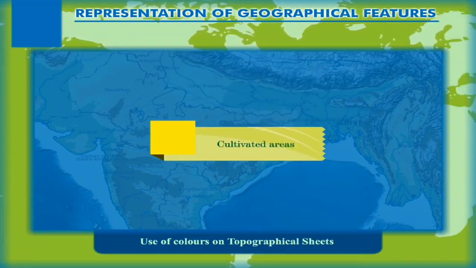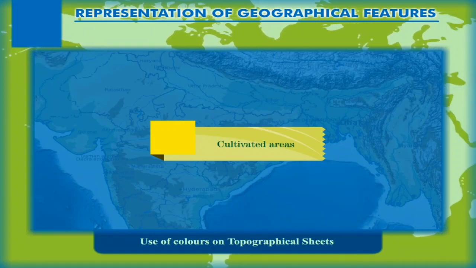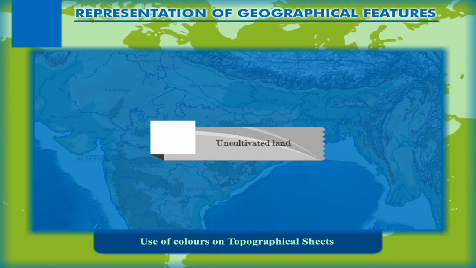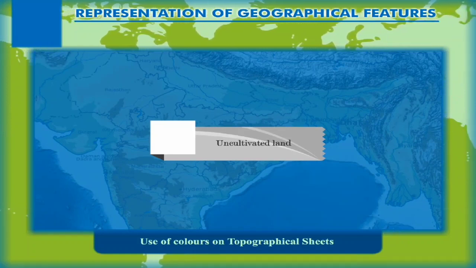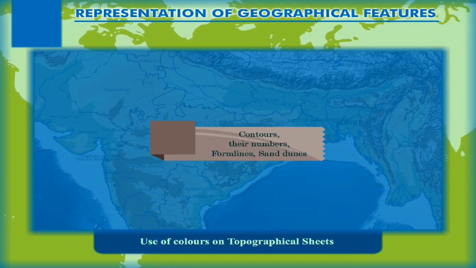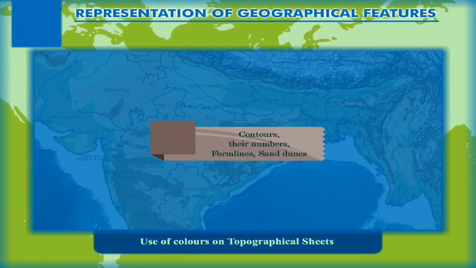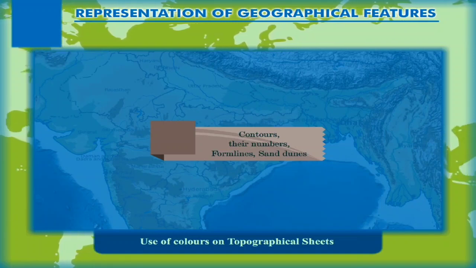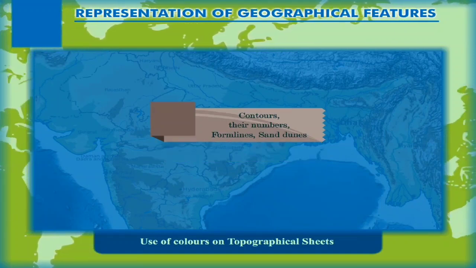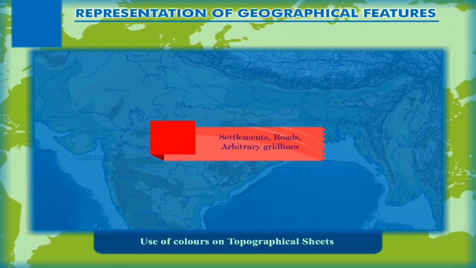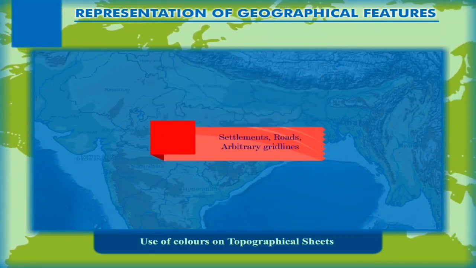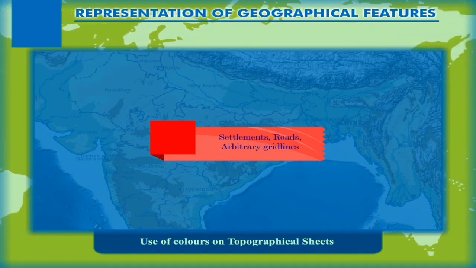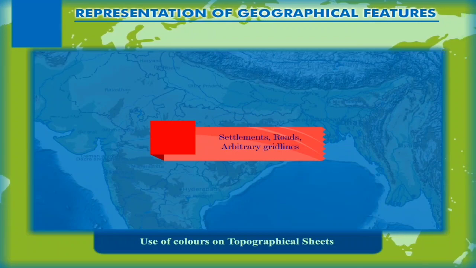The cultivated areas are highlighted in yellow. The area with white color shows the uncultivated area. The brown color is used for showing the contours, their numbers, form lines, sand dunes, etc. The red color is used for settlements, roads and arbitrary grid lines, that is eastings and northings.